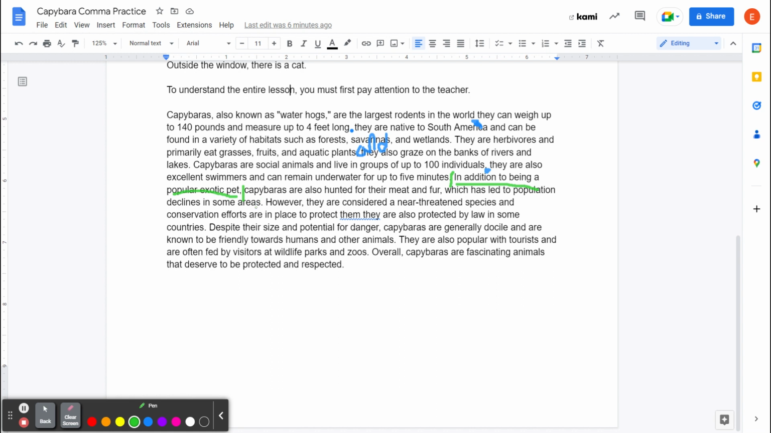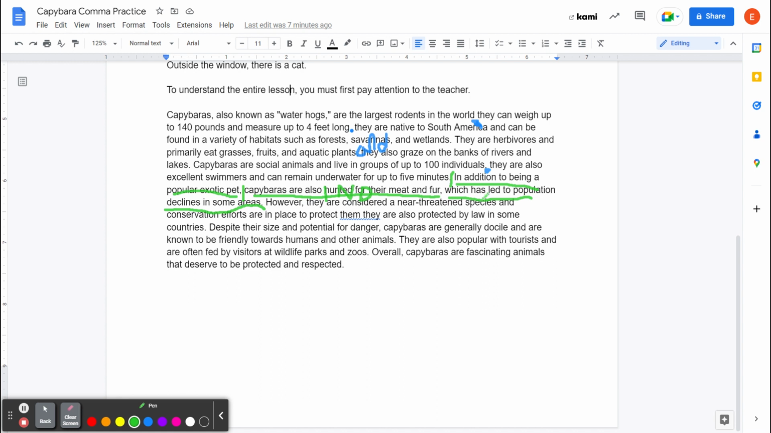So here's the thing. Taking out the introductory element of this sentence, so imagine the sentence was just, capybaras are also hunted for their meat and fur. Is that an independent clause or a dependent clause? It is independent. Okay. Which has led to population declines in some areas. Okay.